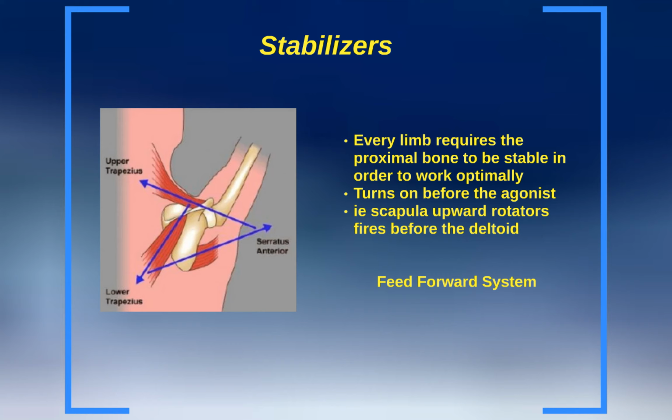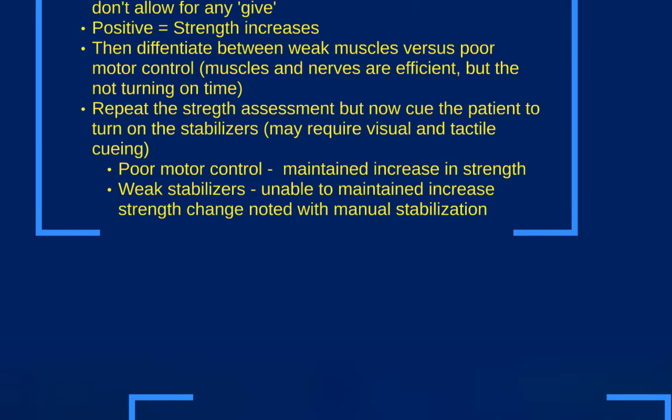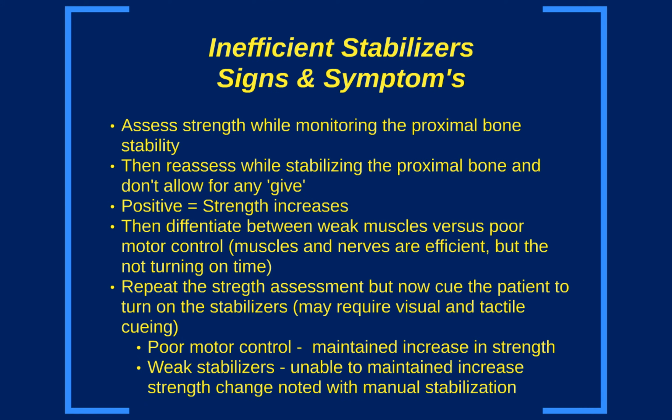And a great example of this is your scapula, with upward rotators firing before the deltoid in order to perform abduction or flexion of the shoulder. Insufficient stabilizers will ultimately impact your ability to perform a muscle activity, which will essentially make you look weaker. It will make the muscle at hand look weaker.